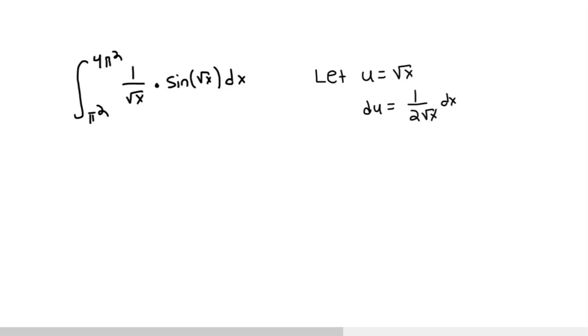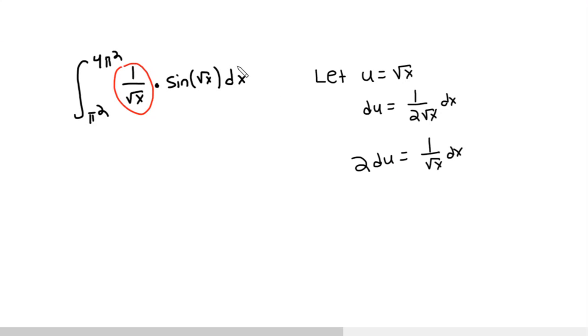So you see here, in my original integral, I have a 1 over rad x and I have a dx. But this 2 is out here, so I need to bring this 2 over to the du, because I need some form of du to represent 1 over rad x dx. So I'm just going to multiply both sides by 2, and I get 2 du equals 1 over rad x dx. Beautiful.